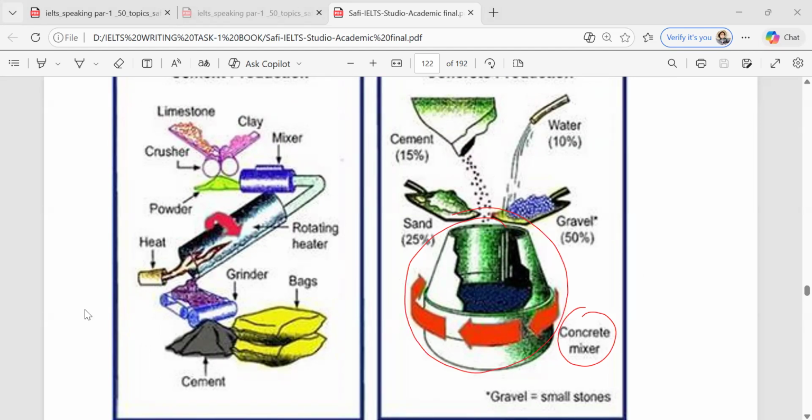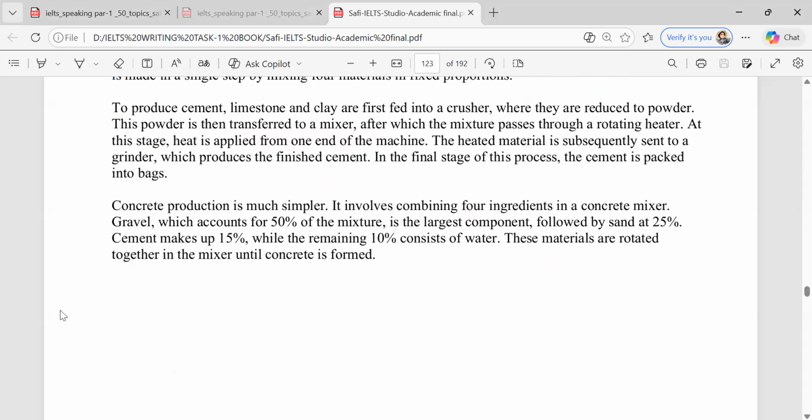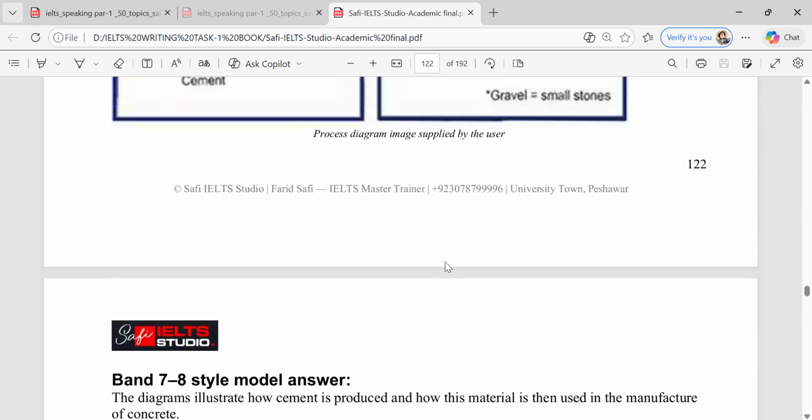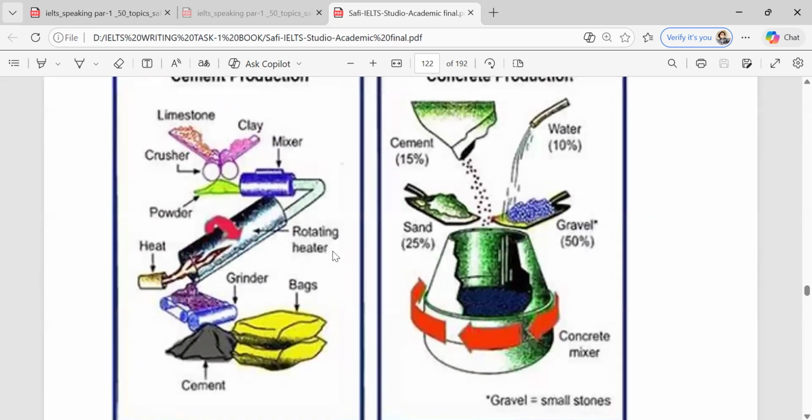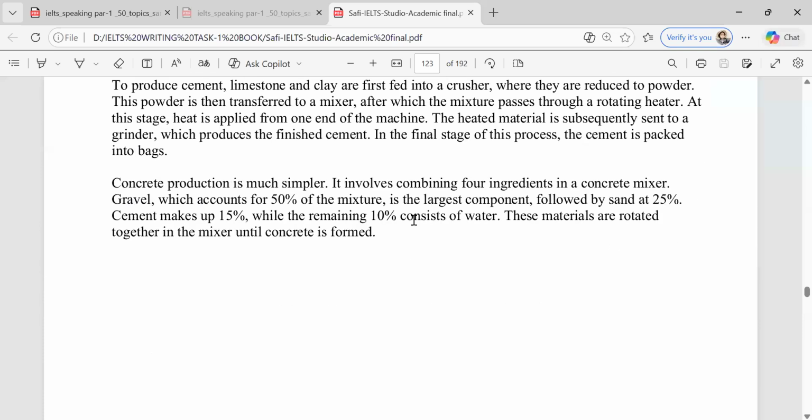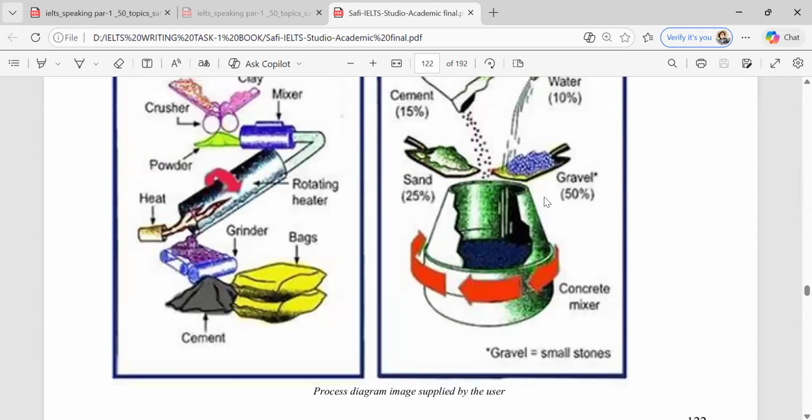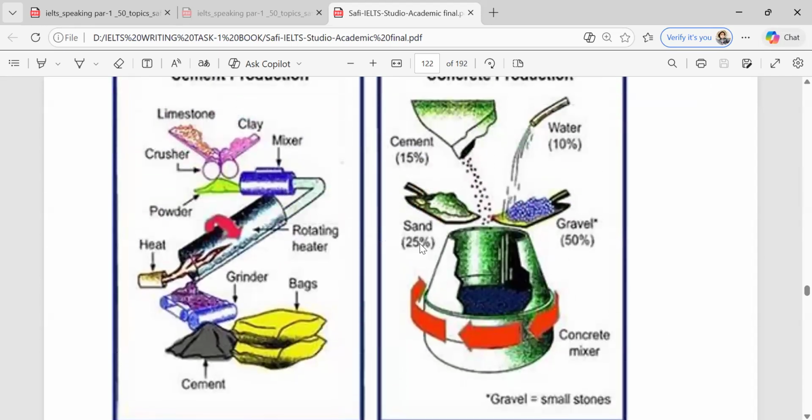Now we can mention the specific proportions. Why? Because it's your main body paragraph. So if it's a main body paragraph, we can simply say the first one, gravel, which accounts for, yesterday we talked about, if you remember, 50% of the mixture. Gravel accounts for 50%. So the first part we have mentioned is the largest component. Why? Because that's 50%, followed by sand at 25%. The second largest one is sand, followed by sand, 25%.